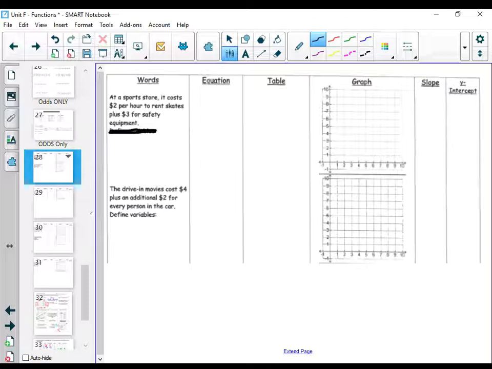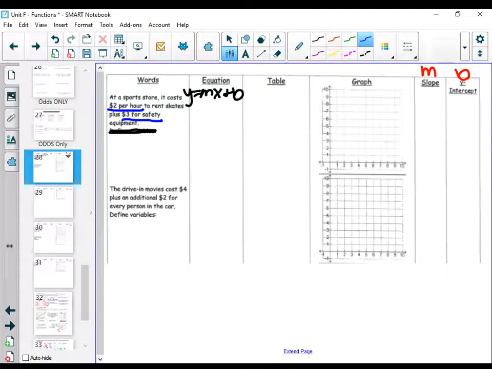We are going to use the same equation, y equals mx plus b. Slope and y-intercept are needed to fill in m and b. Remember, slope is your m and b is your y-intercept. So using the equation, we are going to identify which numbers are which. So $2 per hour and $3 for safety equipment.